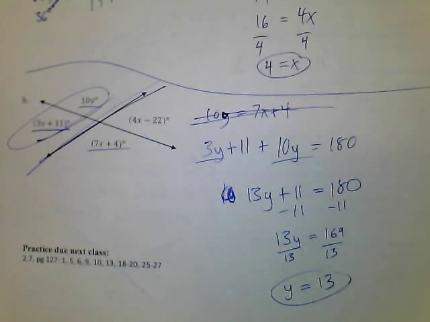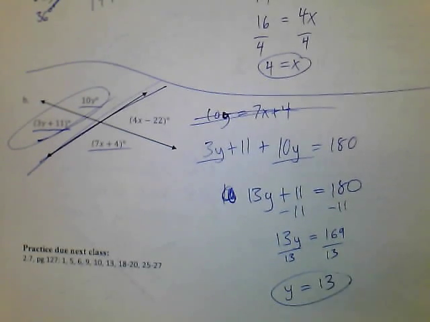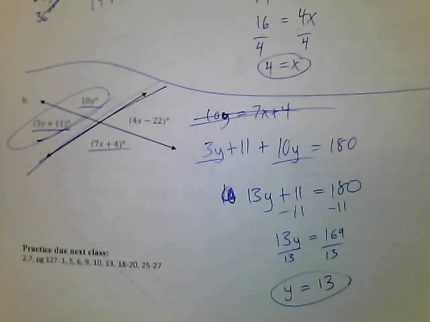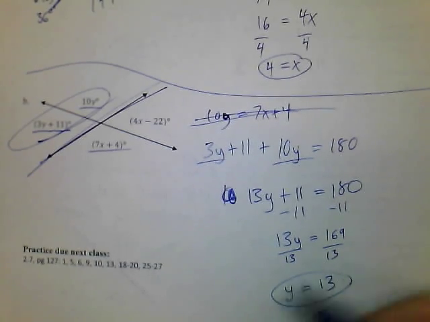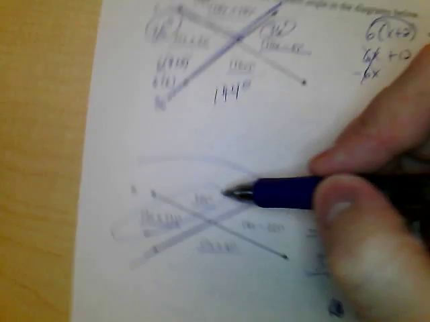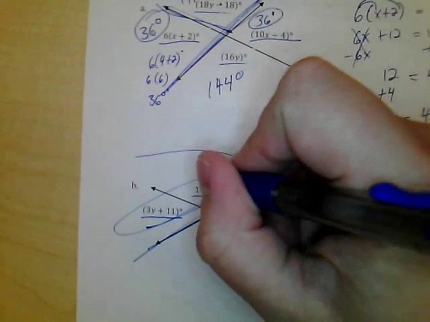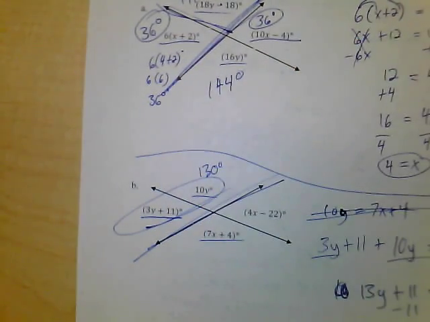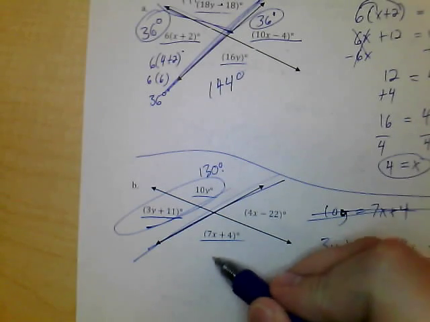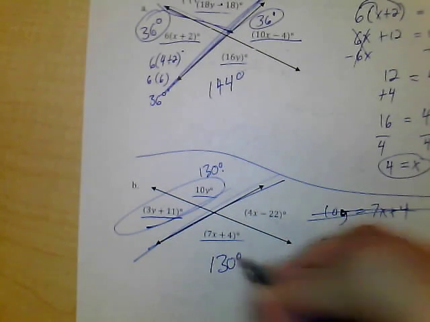Again, that's not the answer. We're on our way to the answer. So we weren't asked to find x and y, we were asked to find the angle measures. So let's take this y value of 13, plug it back in here. So 10 times y, that's 10 times 13, is 130. The angle vertical to that is also going to be 130.